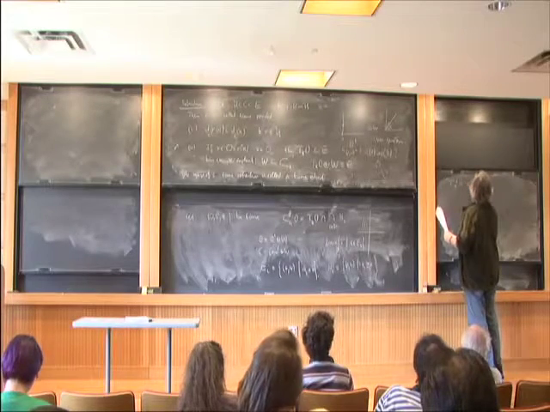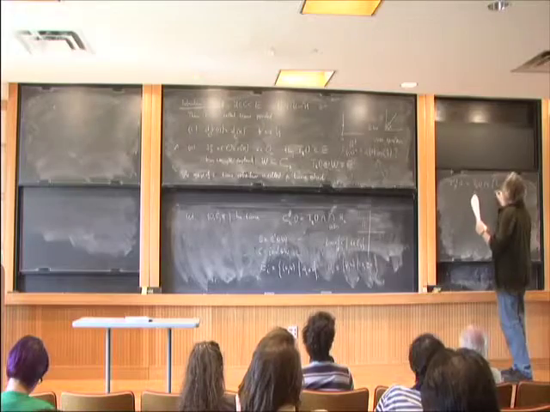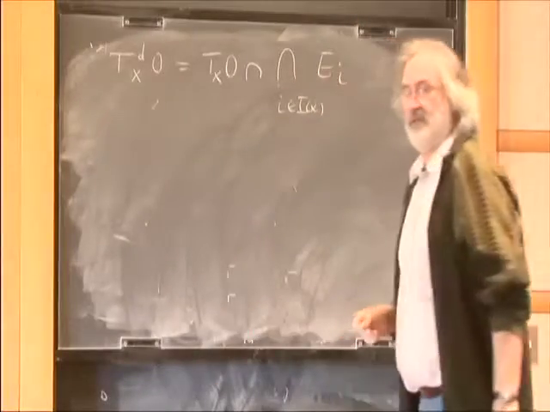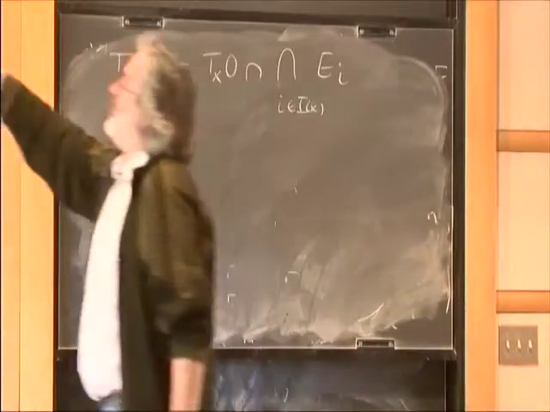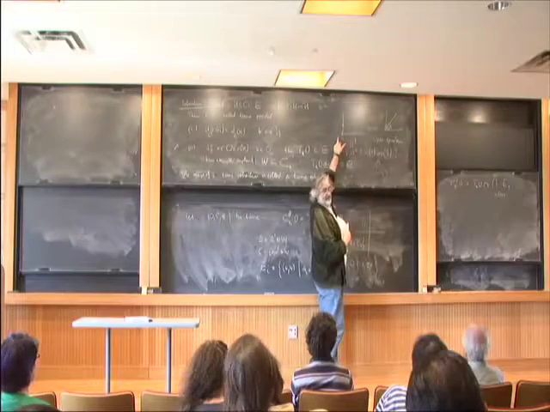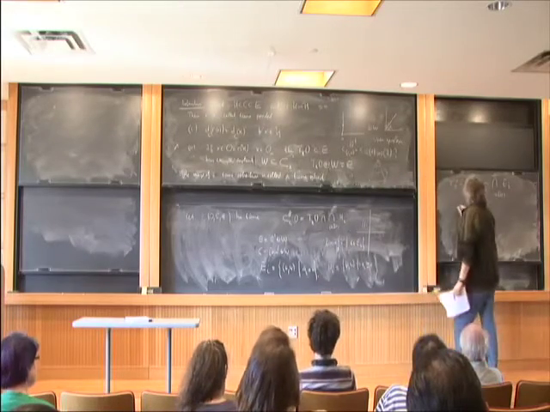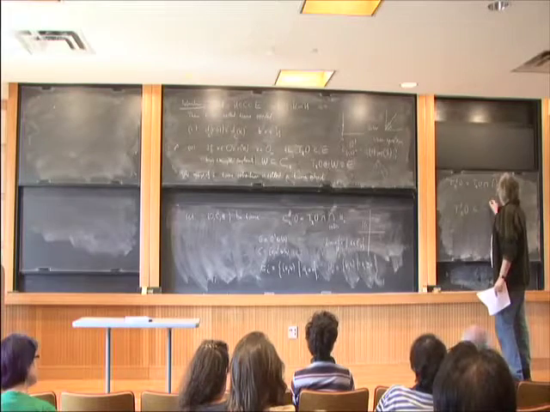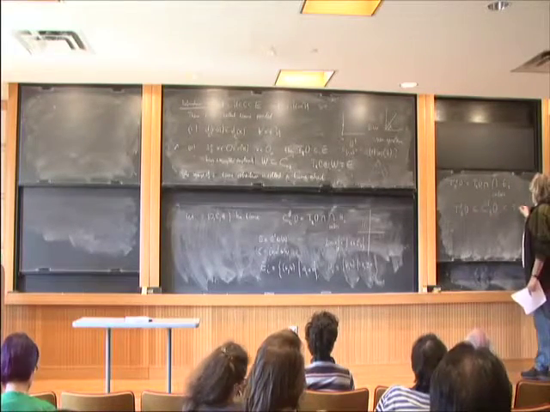T_X O is T_X O intersected with all the hyperplanes E_i. So this is the intersection of all these hyperplanes here. For example, if you had this point, it would be just a W. So you have the following inclusions. You have T^D_X, which is a linear space, contained in C_D,X of O, which is a partial quadrant, and that is part of your tangent space.